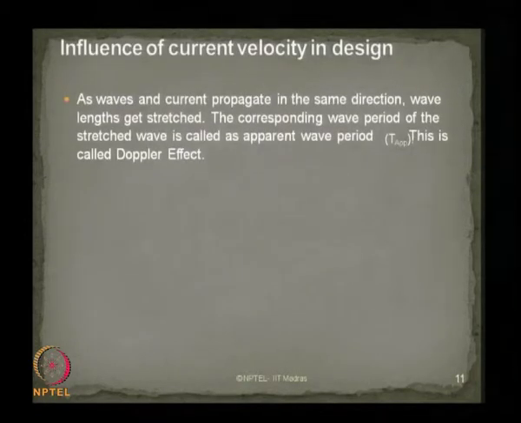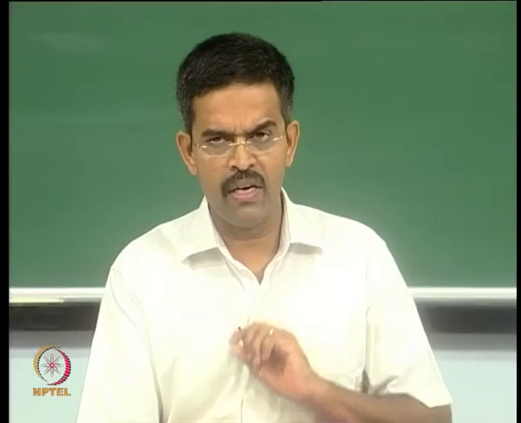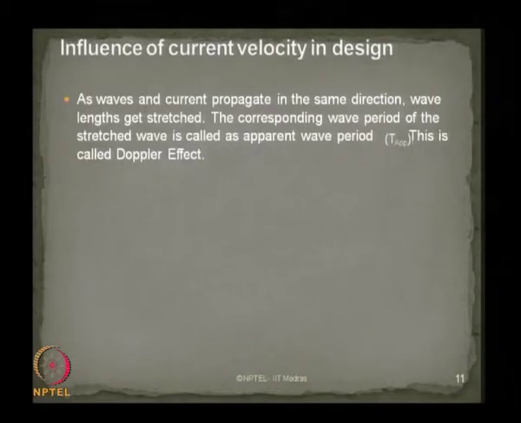Current velocity present in the sea surface also dominates and influences the design parameters. As waves and current propagate in the same direction, wavelengths actually get stretched. There is a significant change in the wavelength when current is also acting along with the wave in the same direction. The corresponding wave period of the stretched wave is generally addressed as the apparent wave period, which is indicated as T suffix apparent in the literature. This is explained and examined as Doppler's effect in the literature.